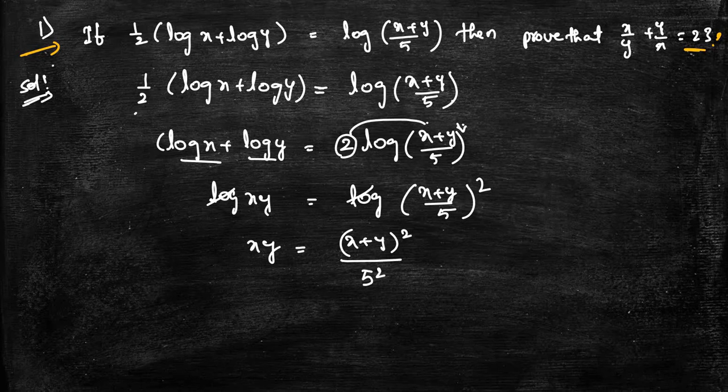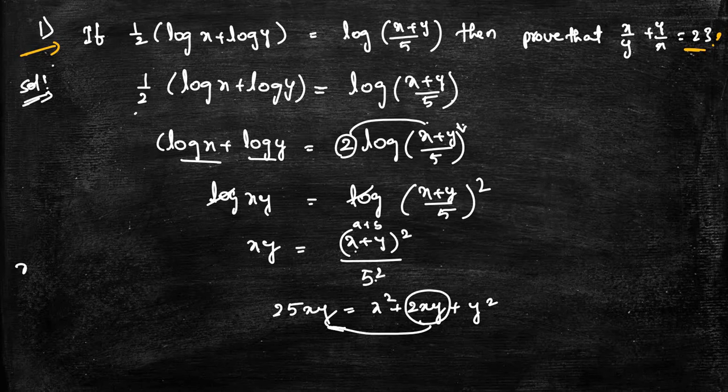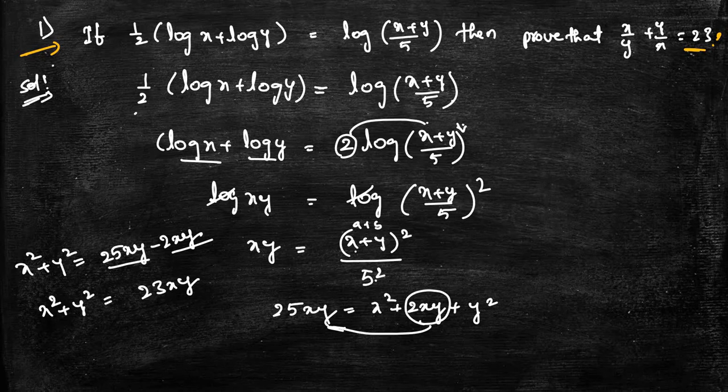Now 5 square goes to this side and it becomes 25xy is equal to (x plus y) whole square. Using the (a plus b) whole square formula, it is x square plus 2xy plus y square. So this 2xy I will take to this side. It becomes x square plus y square is equal to 25xy minus 2xy, which is 23xy.